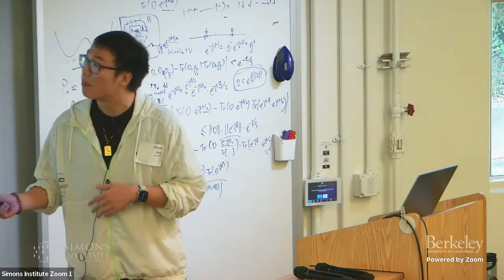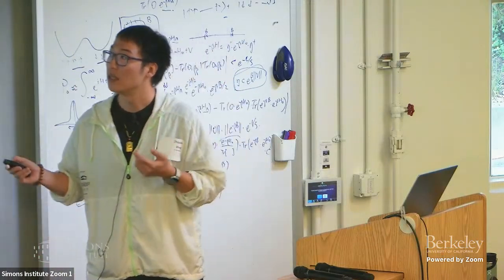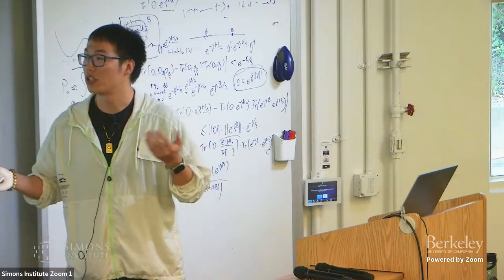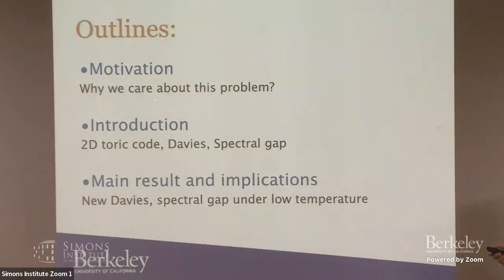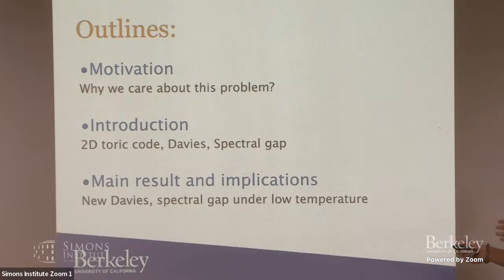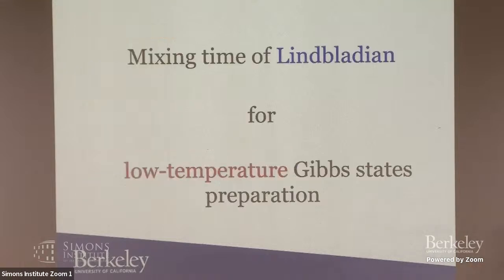In this talk, I will mainly talk about three different parts. First, motivation, why we care about this problem. Then I will give a quick introduction to the 2D Toric code, the Davies generator, and the spectral gap. I guess most of the people are experts in this area, so I will be really quick. Next, I will introduce the main result and the implications of our result.